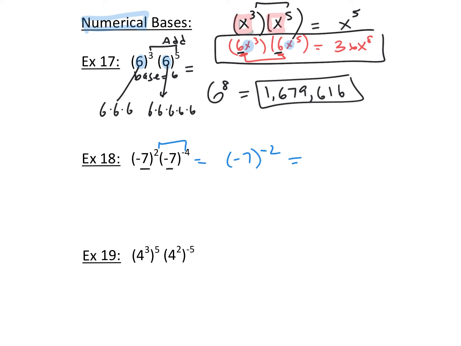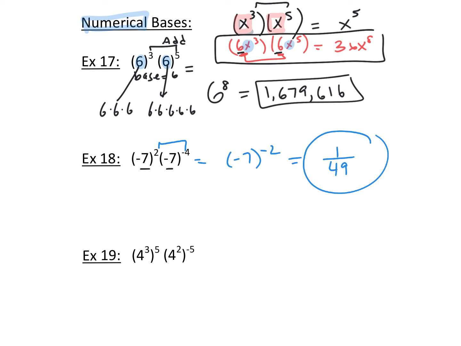So think to yourself, what's negative 7 to the negative second power? Practicing those negative exponents, it's the reciprocal of negative 7 squared. So if negative 7 squared is 49, this is 1 over 49. Notice it became positive because my exponent is even and I have those parentheses.